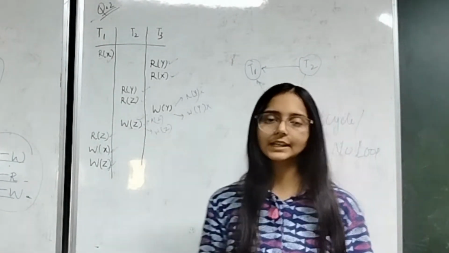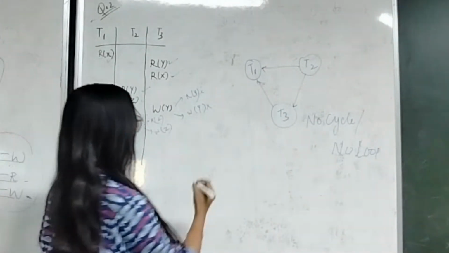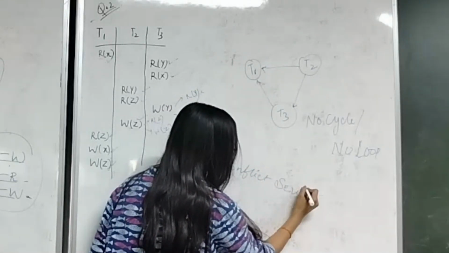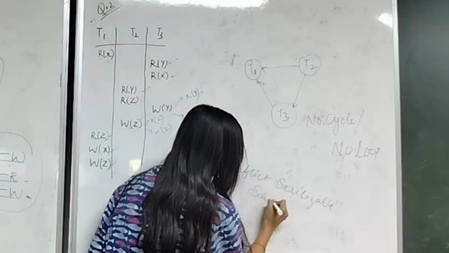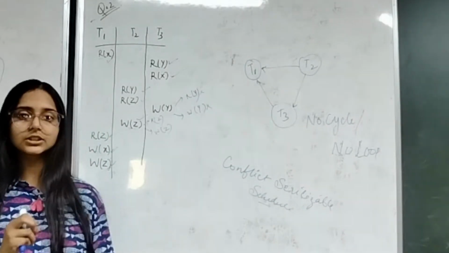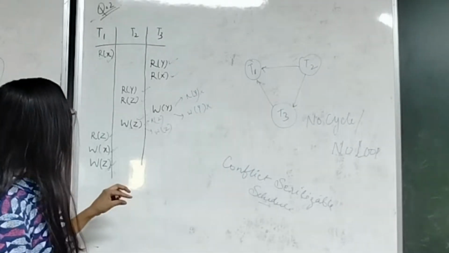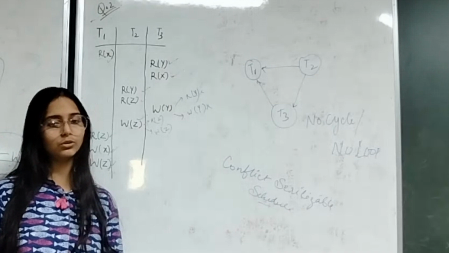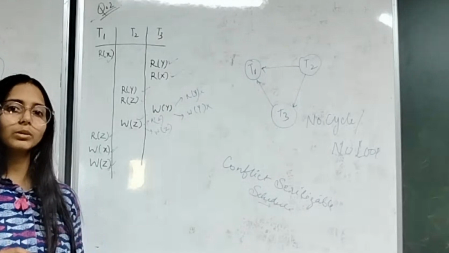Thus, this schedule is a conflict serializable schedule. This shows that there exists a schedule equivalent to this one, which is serial in nature, irrespective of the fact that we can find a conflict here, but there exists a schedule. So how can we find that transaction sequence which is serial in nature?